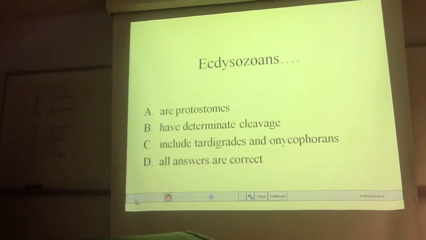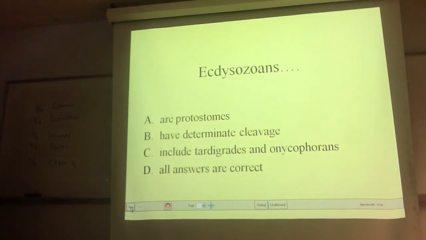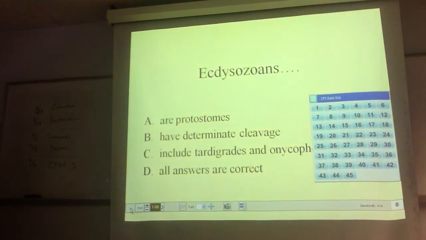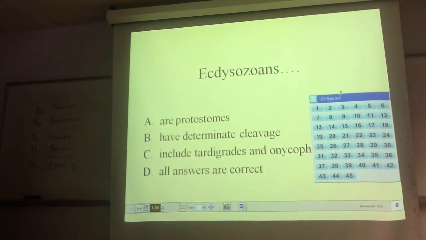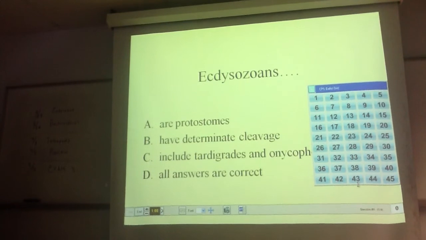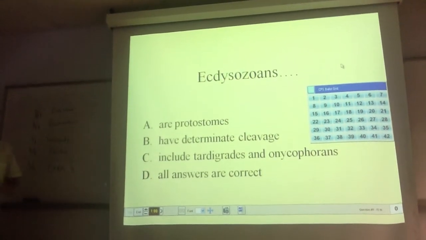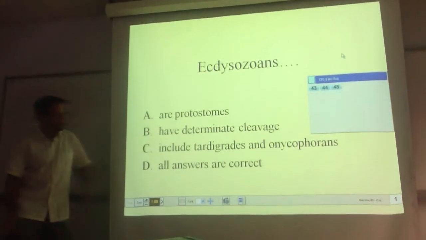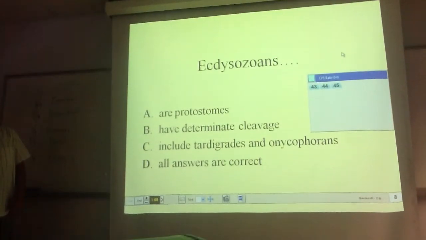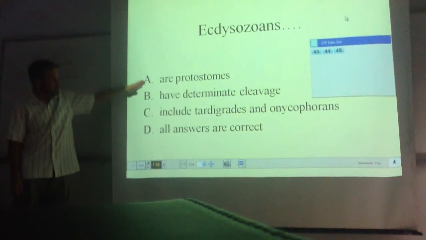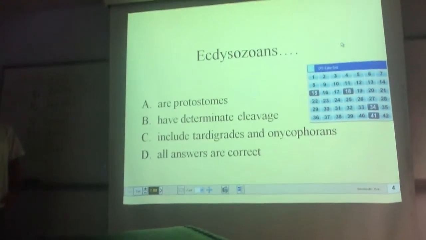Okay, let's do a couple questions. You notice I didn't have any questions in the mollusc and annelids because I was trying to get through it fast. Okay, so ecdysozoans, right? These are the molters, right? Are they protostomes? Do they have determinate cleavage? Do they include tardigrades and onychophorans? Or if you think all three of these things are true for ecdysozoans, you can think E.